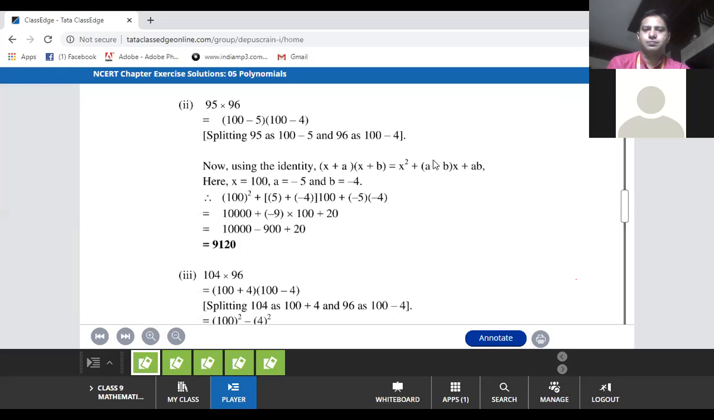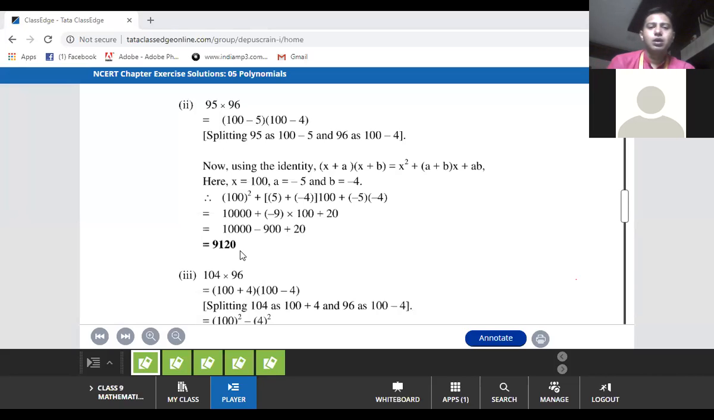So just substituting the values, we'll be getting 100 square plus minus 5 minus 4 into 100 plus minus 5 into minus 4. This is minus 9 into 100 and plus 20. 10,000 plus 20 minus 900, this answer is 9120.